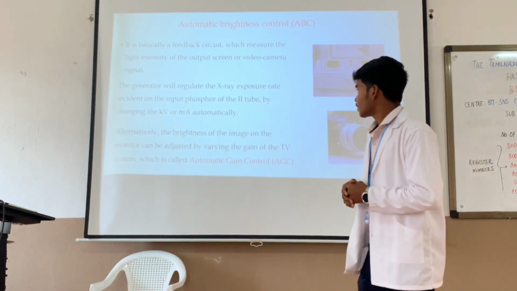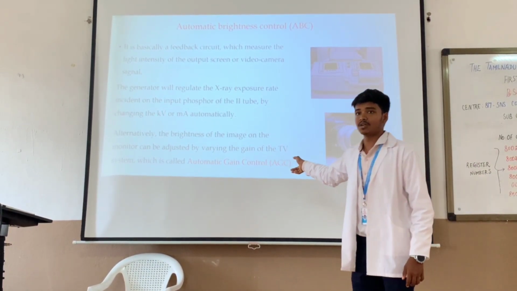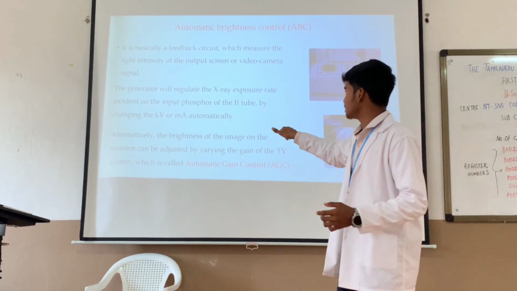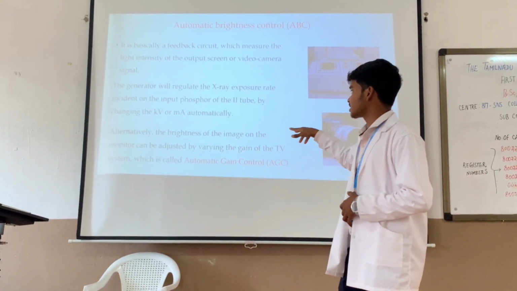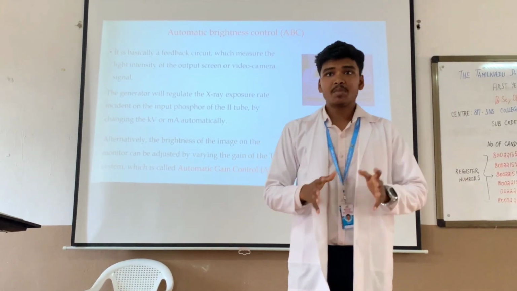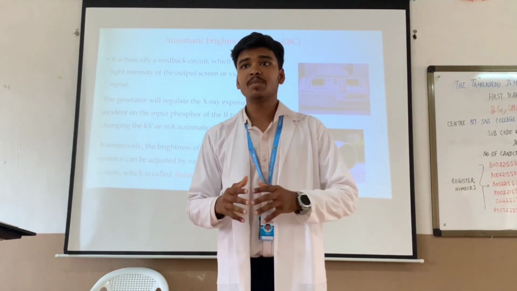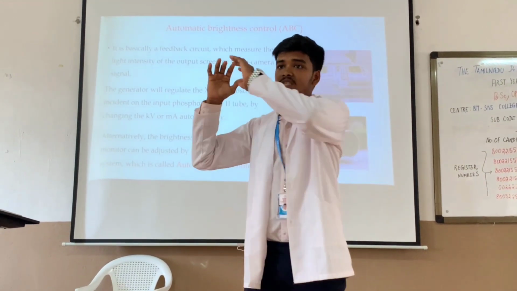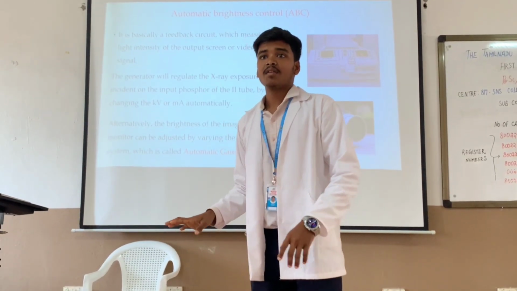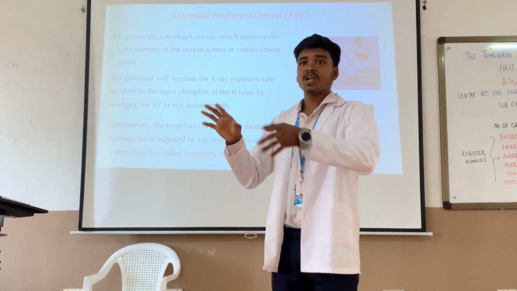Additionally, the brightness is also adjusted by using automatic gain control. Alternatively, the brightness of the image on the monitor can be adjusted by varying the gain of the TV system, which is called automatic gain control. So the kVp and mA are adjusted by reducing the value. It will reduce the patient dose, and you are visualizing the image on the monitor. So brightness should be higher. And if the brightness of the image and the screen are the same, you can't see the image.